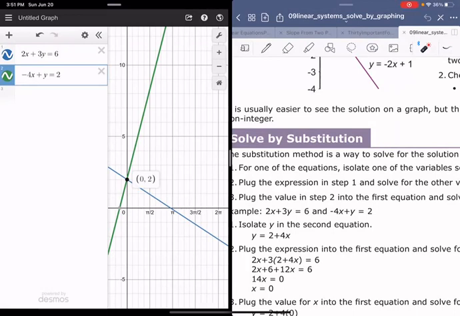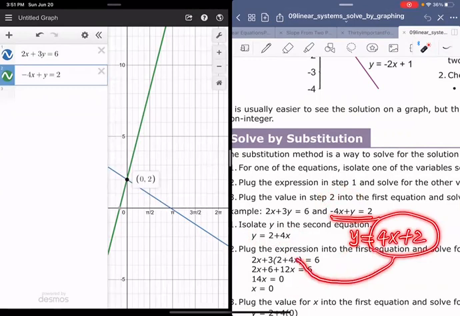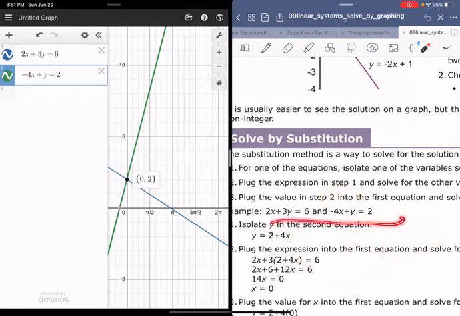Lance Li, did you solve this by graphing or by plugging? Graphing. Can you give plugging a try? You can change this equation to y equals 4x plus 2, and then plug 4x plus 2 into here and solve the one-variable equation. Please give it a try.